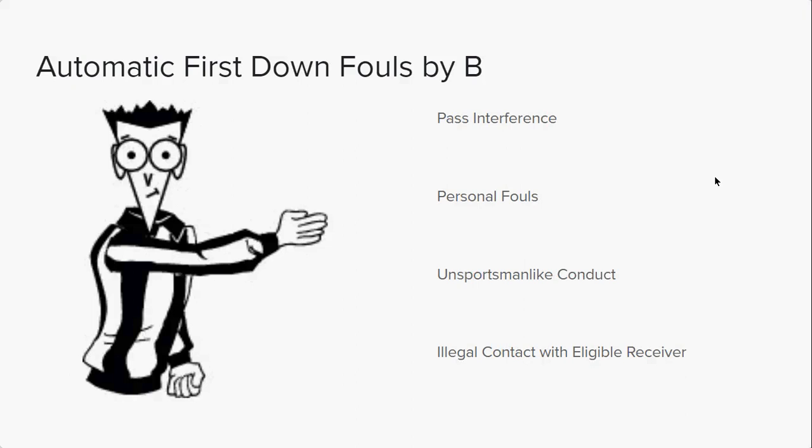All of our automatic first down fouls by B are here on this list: pass interference, personal fouls, and unsportsmanlike conduct. On the illegal contact with eligible receiver, I would include defensive holding against an eligible receiver during a down in which a legal forward pass crosses the neutral zone. That also includes an automatic first down, even though it's only a 10-yard penalty.